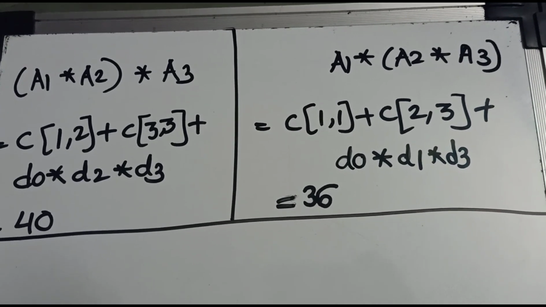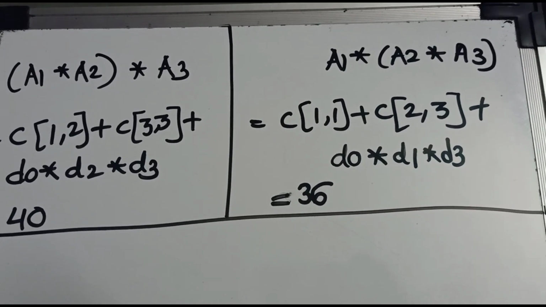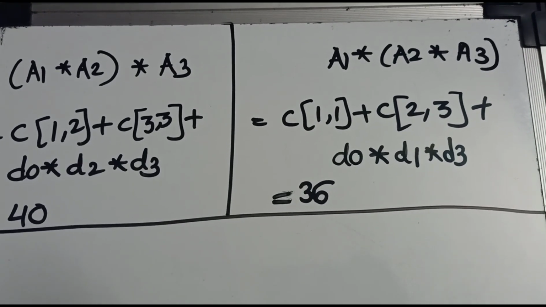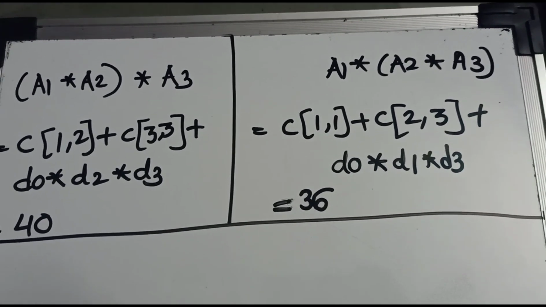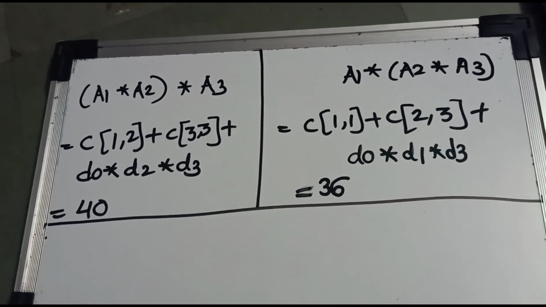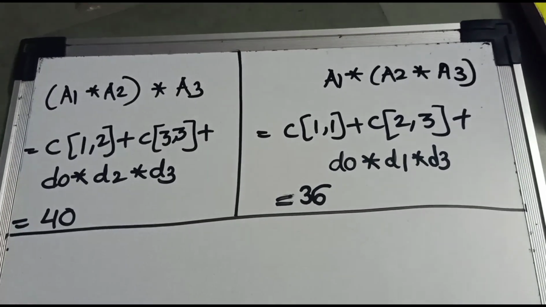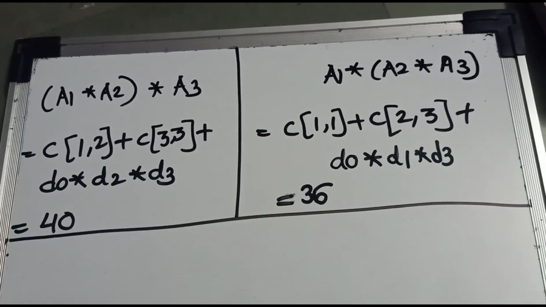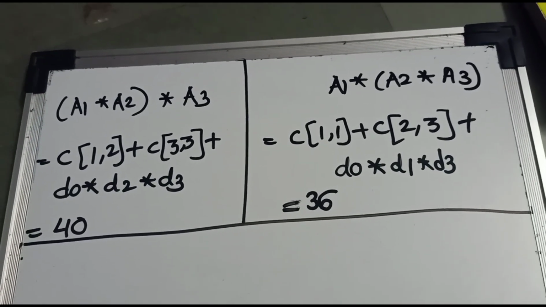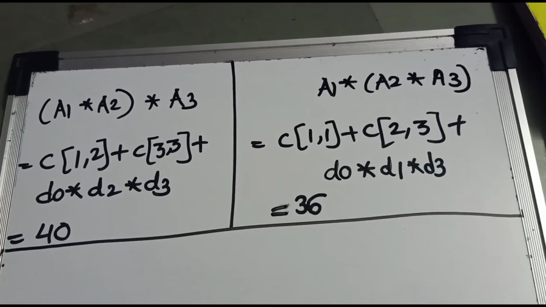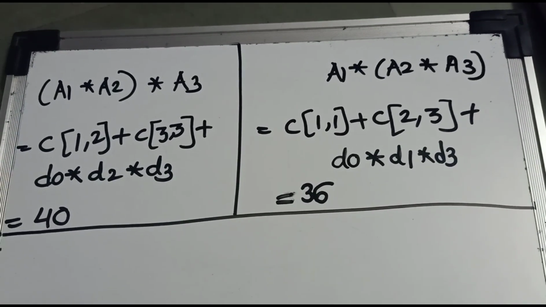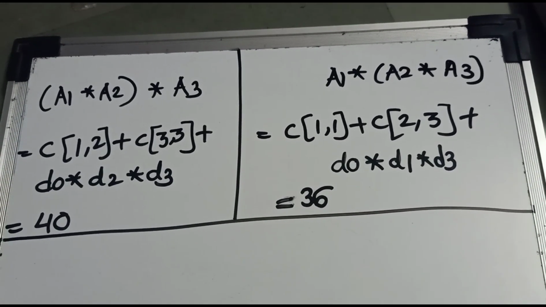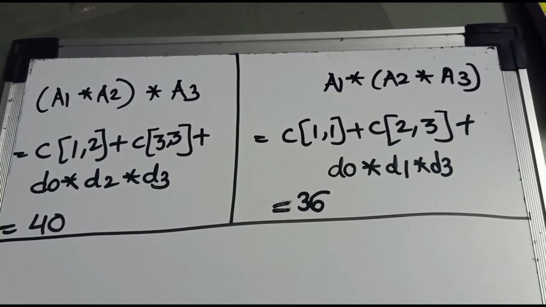In the first part we saw what the matrix chain multiplication problem is and how we can solve it using dynamic programming. I am not going to repeat all of that, so for that you have to watch the first video. In the second part we are going to see an example for matrix chain multiplication.